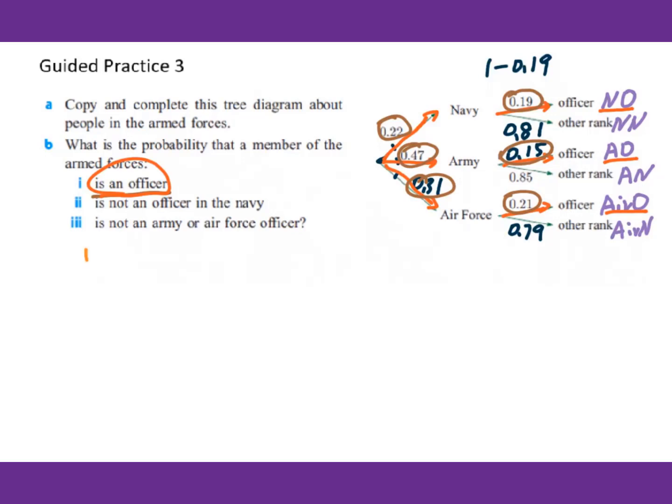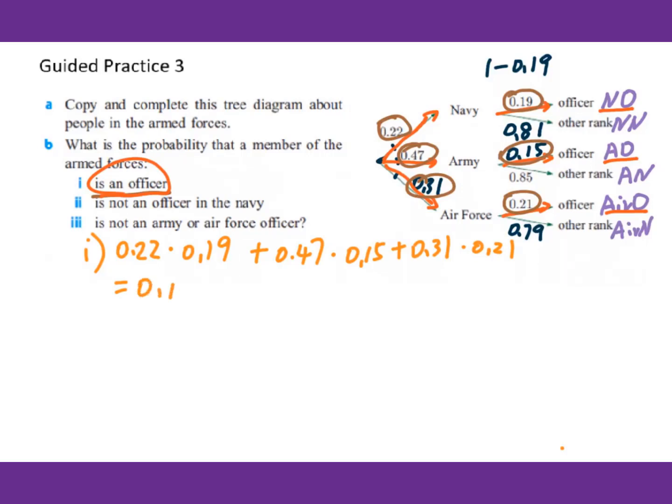So you get the first one, 0.22 times 0.19, plus 0.47 times 0.15, then plus 0.31 times 0.21. So we put it into a graphing calculator, you will get 0.1774. This is the accurate answer, so you don't have to change it into 3 significant digits. This is an accurate answer, preferred.